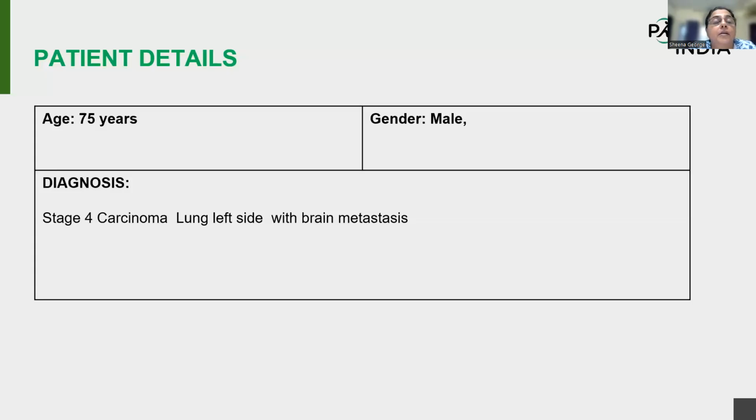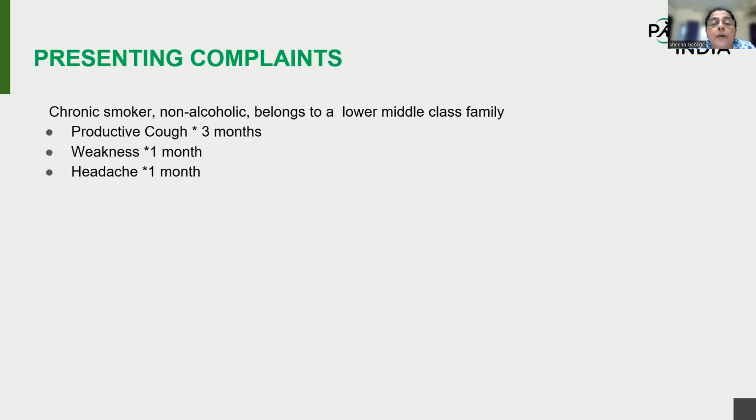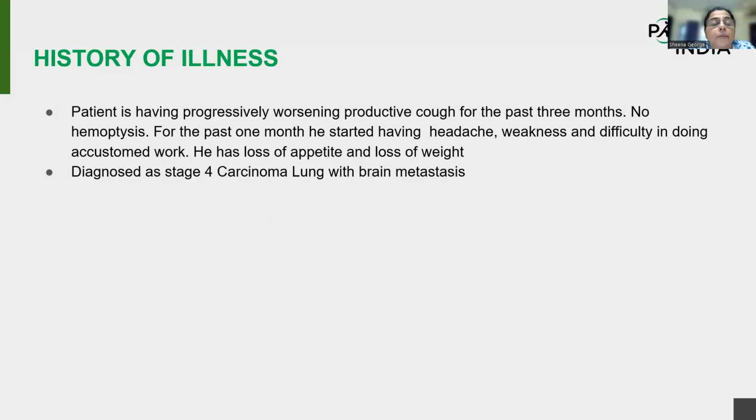This is a 75-year-old male patient. He's diagnosed with stage 4 carcinoma lung with brain metastasis. He was a chronic smoker since young. He was non-alcoholic. He's from a lower middle class family. He has had a progressively increasing productive cough for 3 months. He has started having weakness of the limbs and difficulty doing normal work for the past 1 month, and he is having headache for 1 month.